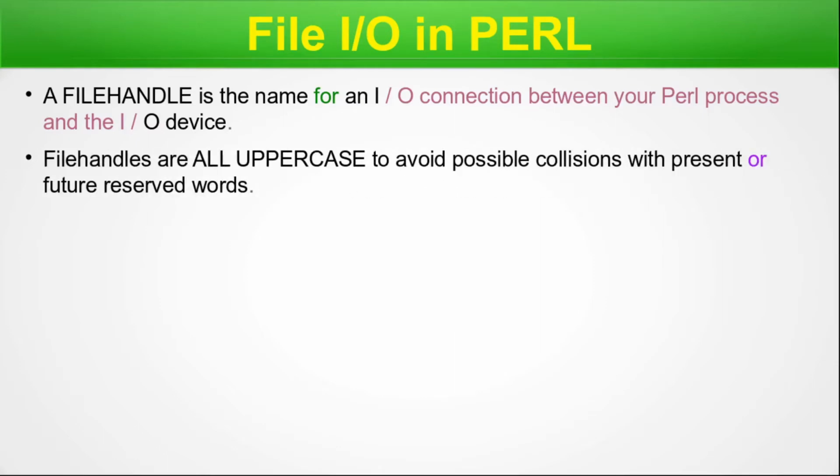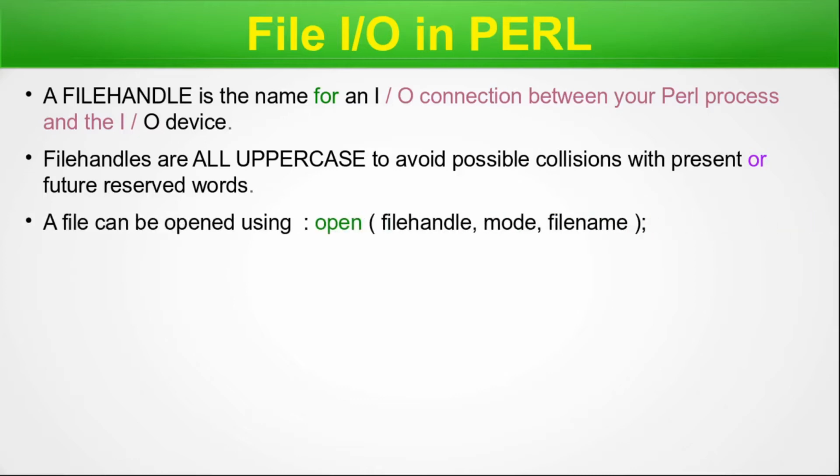File handles are all uppercase to avoid all possible collisions with present or reserved future keywords. So whatever file handle we are going to use throughout PERL is written in all caps. This is a convention, and we have to follow it strictly. A file can be opened using the command open. Within the arguments, the first will be the file handle in uppercase, then the mode of operation, whether we are writing a file, reading a file or appending, and then the next one is the file name on the physical disk. It could be a full path of the file name also.